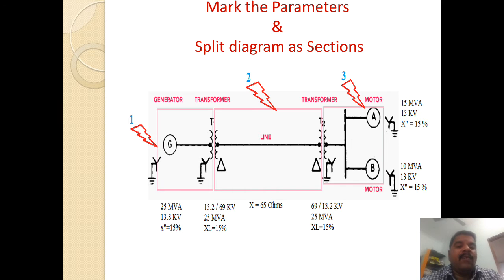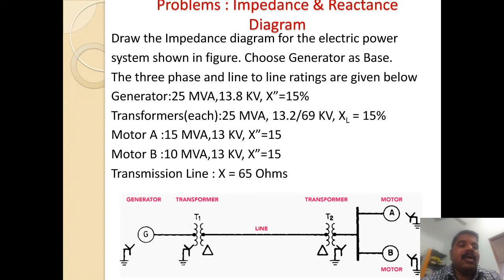Then for the line, the value they are given is X equivalent to 65 ohms. That is the value they are given.